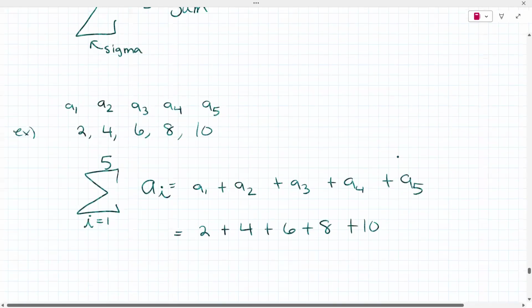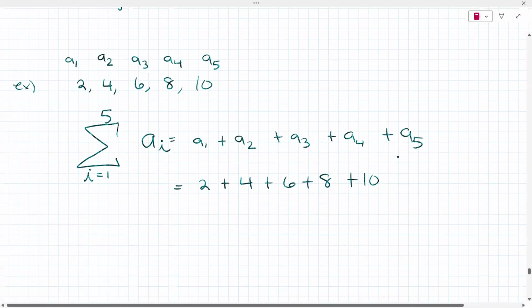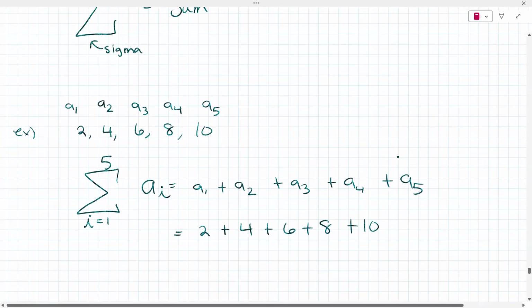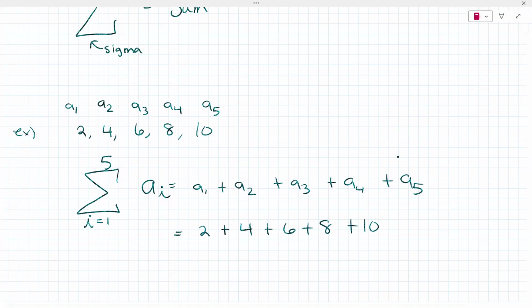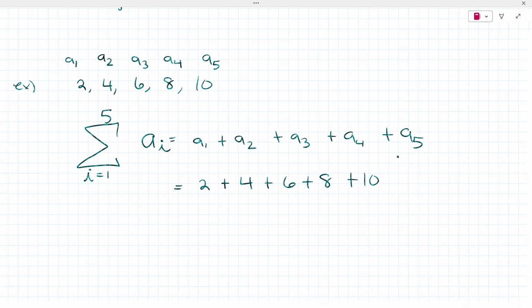So this example, find the mean absolute deviation. Or let's do this one real quick. I kind of did this one already. We start at the first term, and then we end at the fifth term. So it's 2, 4, 6, 8, 10. Summation means it adds up all the numbers. That's all it means.